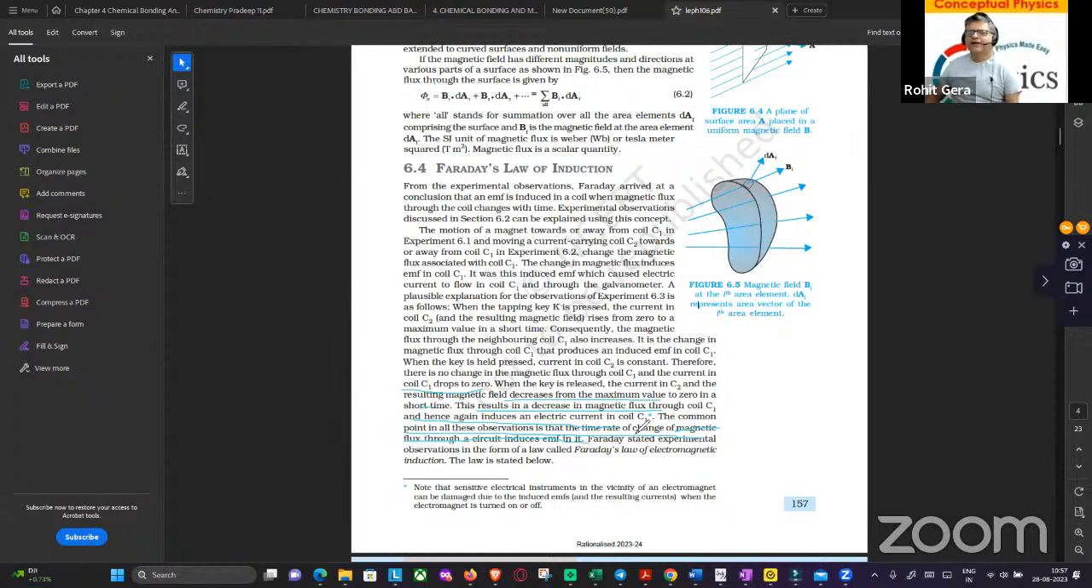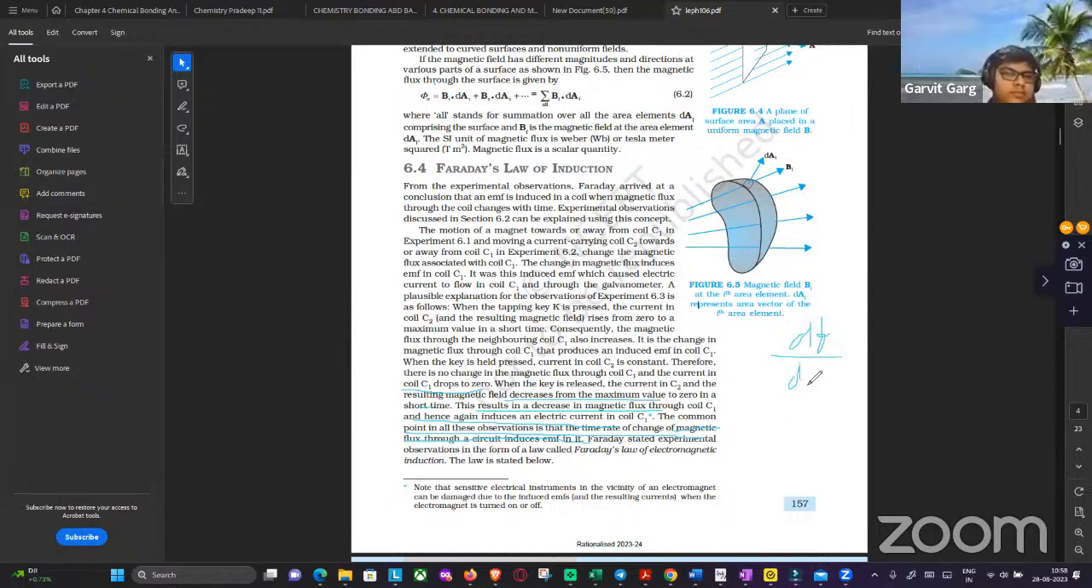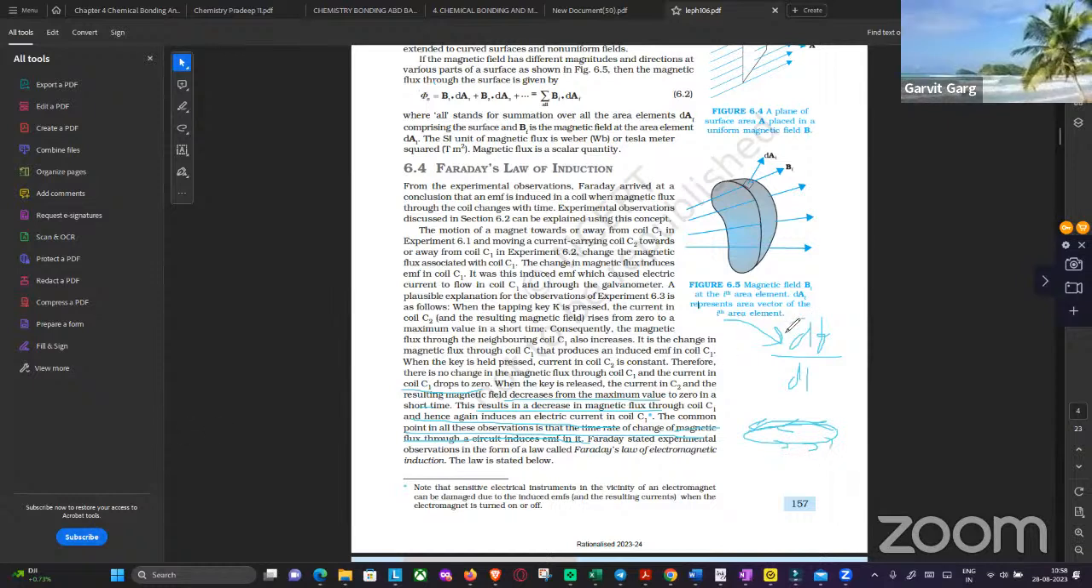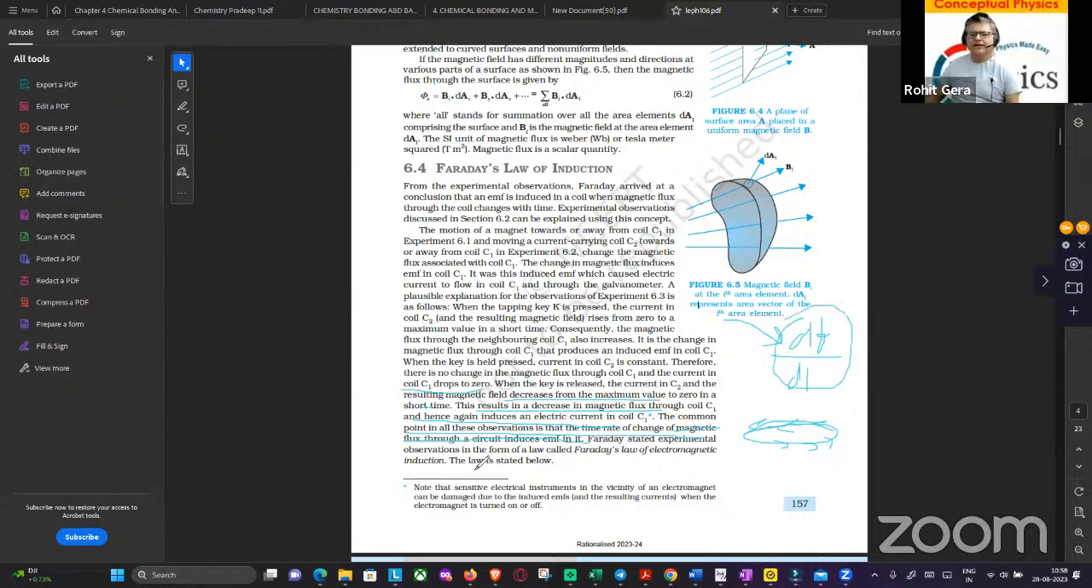मैंने बोला था ना, फाइनली it is all about d phi by dt. अगर you have a coil and you have some mechanism to produce this d phi by dt, you will be able to generate an EMF in the coil and you will see therefore a current flowing in the coil. Okay. The only thing is you need this d phi by dt. This law is what is called the Faraday's law of electromagnetic induction.